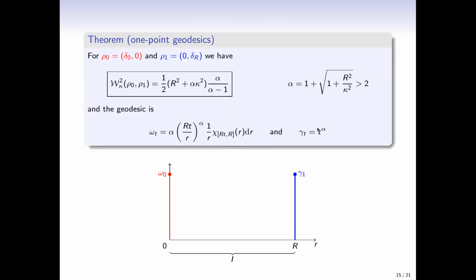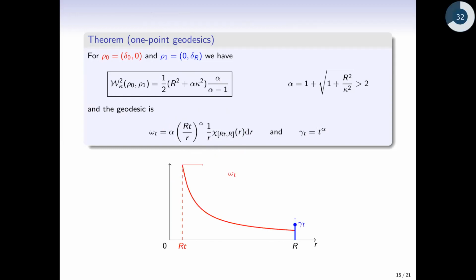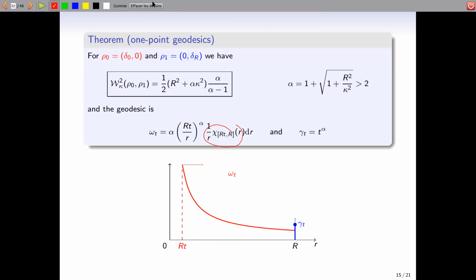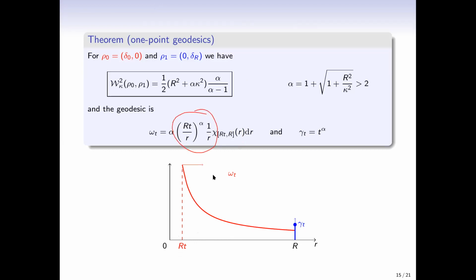So let me draw a picture instead of words. This is what it looks like. So this is the initial configuration. So you start with 1 unit of red cars on the left, and then this is what happens. So let me rewind. At time t, you see here that the red measure omega t is located only in the interval [Rt, R]. So this is what this indicator does. And then as far as the spatial profile is concerned, you have some kind of decreasing algebraic power profile of the radial coordinates, okay? And the blue mass grows algebraically in time.